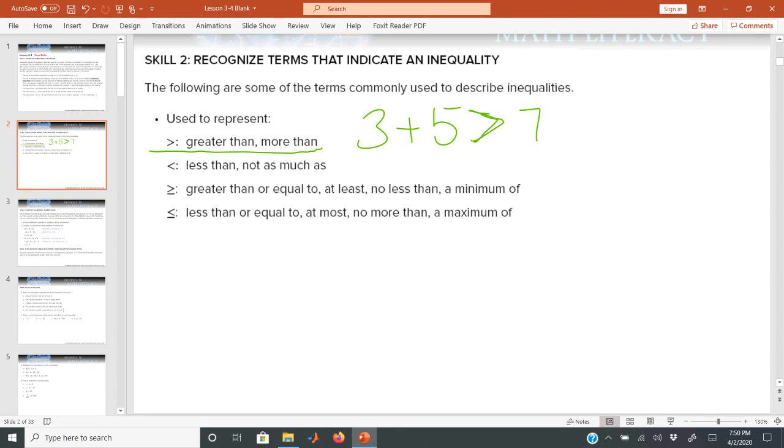In school, sometimes people talk about an alligator. They think this looks like an alligator's mouth, and the alligator is hungry, so it's going to eat the bigger number. Sometimes people say it's a baby bird. But the point is, the big side of the symbol always goes to the big number. So this one we call greater than because 3 plus 5 is greater than 7. This one we call less than because 7 is less than 3 plus 5.